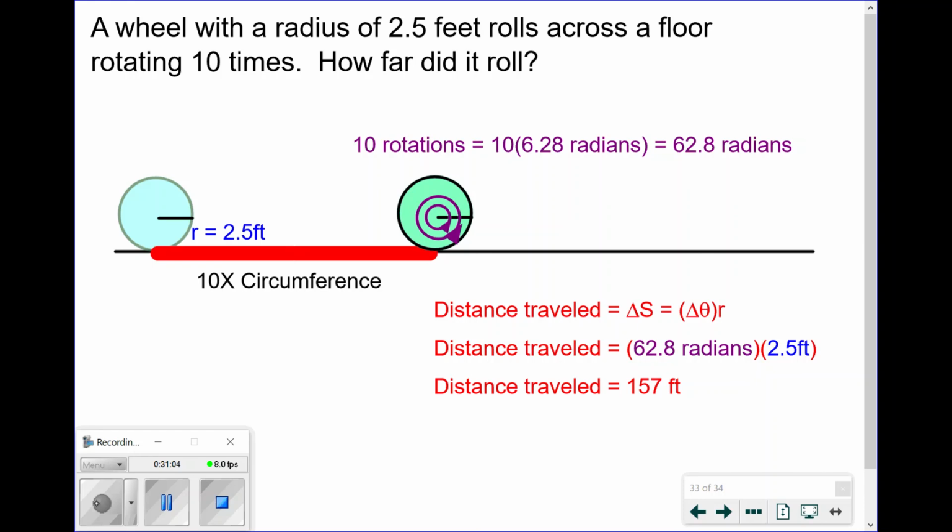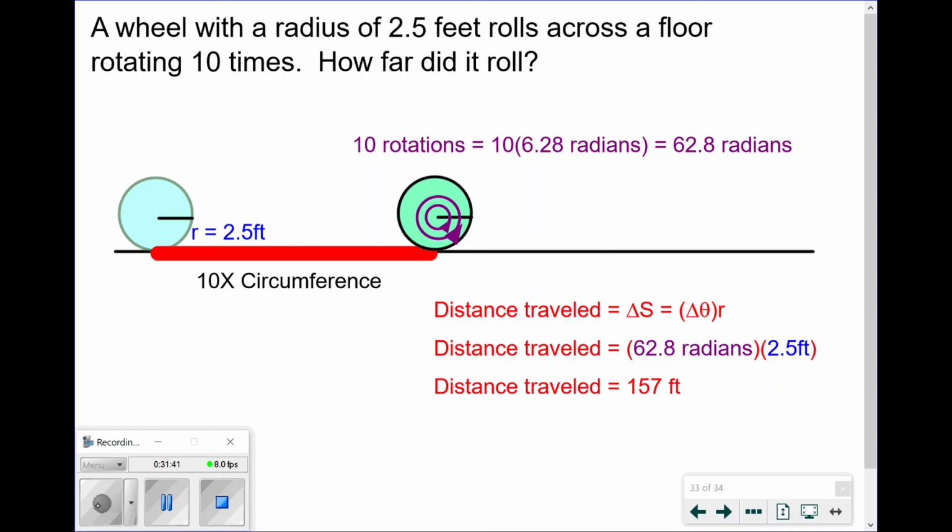So here's a typical situation that we're probably going to see, where we have a wheel with a radius of 2.5 feet, and it's going to roll across the floor, rotating 10 times. And I want to know how far it rolled across the floor. So I know the radius is 2.5 feet and it rotates 10 times. Each rotation though is 6.28 radians, which is 2 pi. Remember, pi is 3.14 for us. This means that the change in angle for the entire 10 rotations is 62.8 radians.